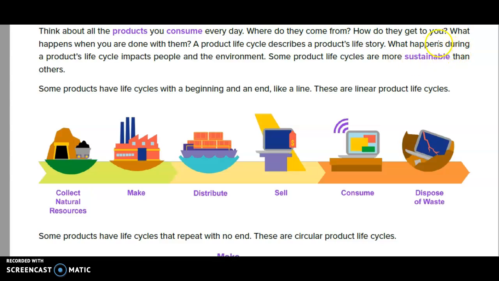We had talked about the word sustainable means something that is good for the environment, it's good for nature, it's good for the human beings, yes.